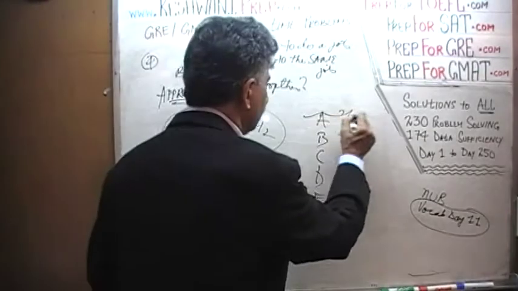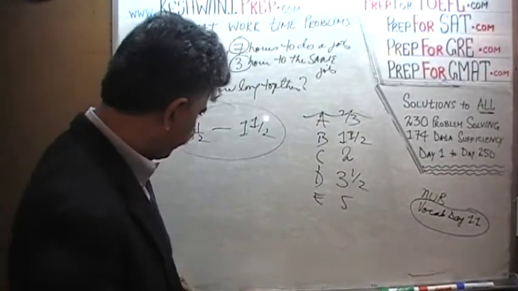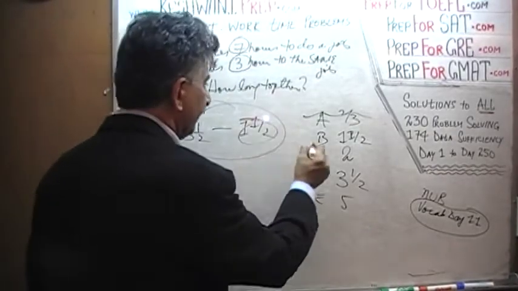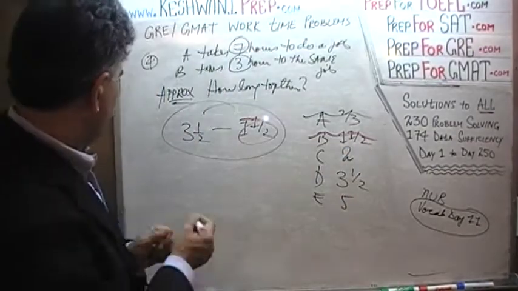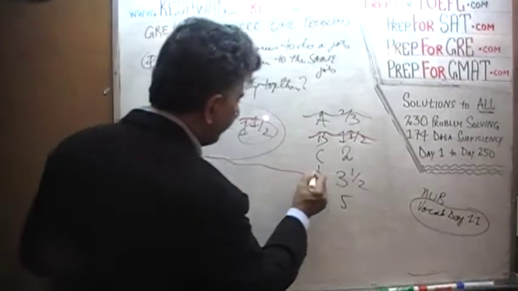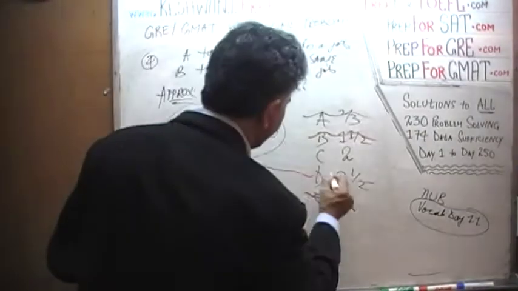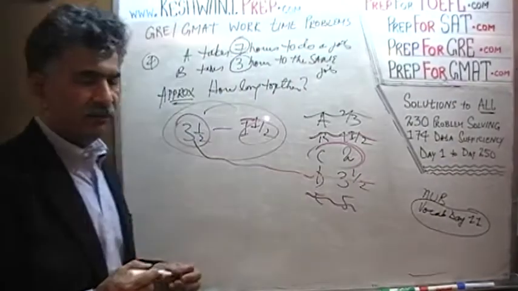It cannot be 2/3, that's silly. It cannot be 1.5, because 1.5 is the other end there. It cannot be 3.5. 3.5 is the other end. It cannot be 3.5, and obviously it cannot be 5. The answer is 2.